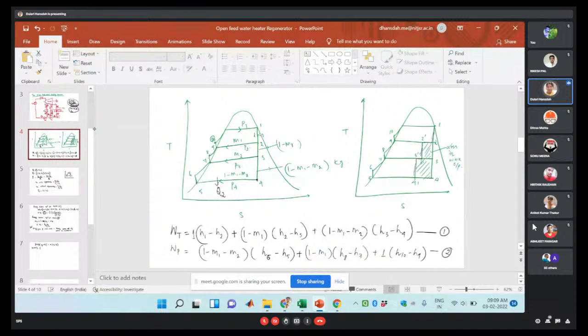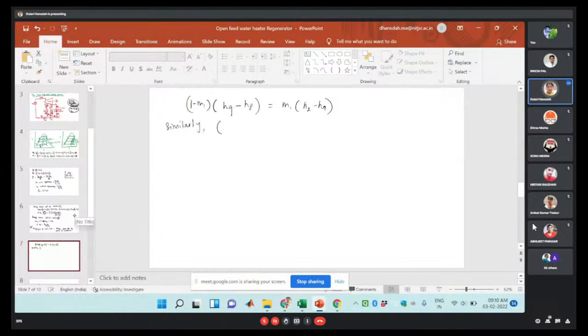तो यहाँ पे आपका क्या होगा, m2, ये पॉइंट है h3, ये है आपका h7. ओके, ये फॉर्मूला से भी आप m1 m2 फाइंड आउट कर सकते हैं. I can write it is 1 minus m1 minus m2 which is multiplied with your h7 minus h6, which is equal to your m2 into h3 minus h7. Okay, so from this equation also you can find out what will be the m1 and m2.